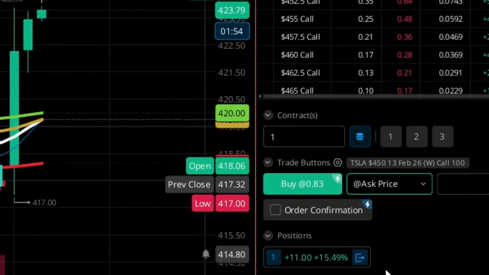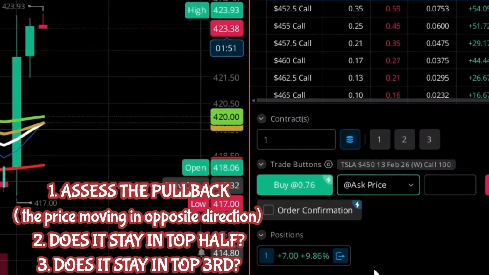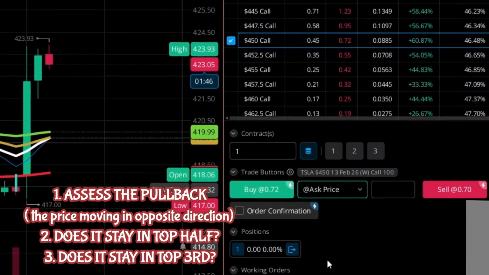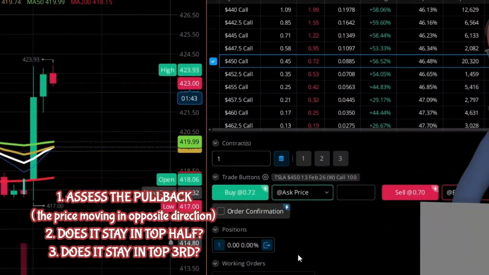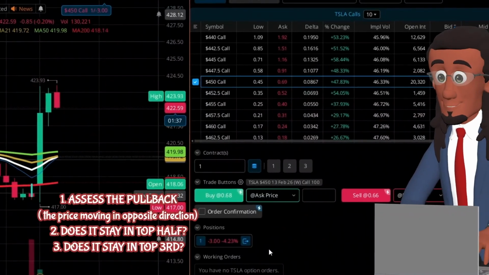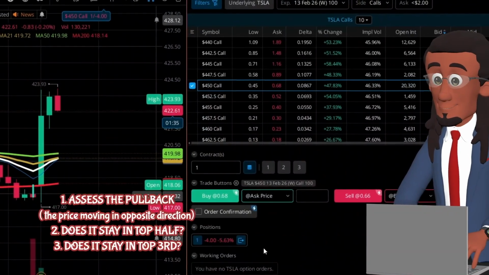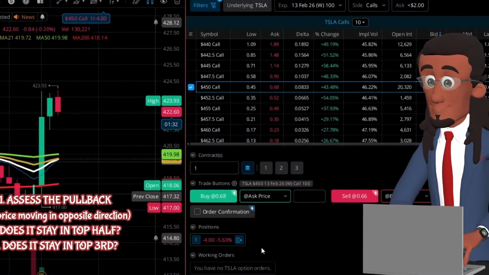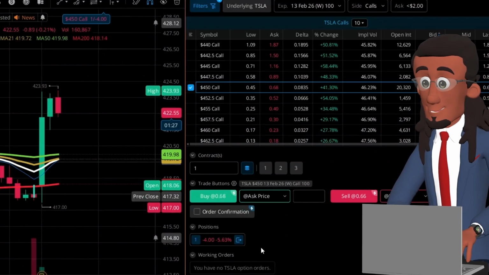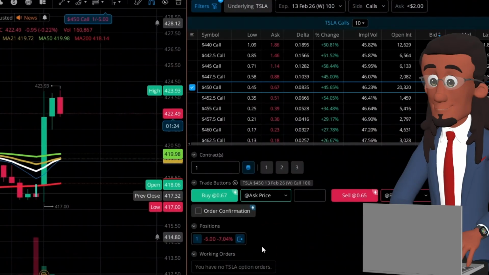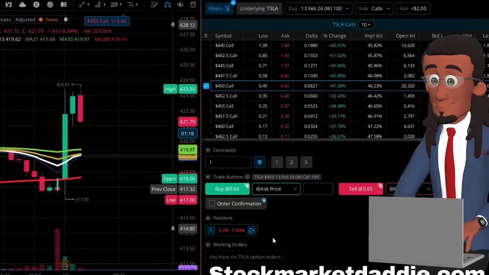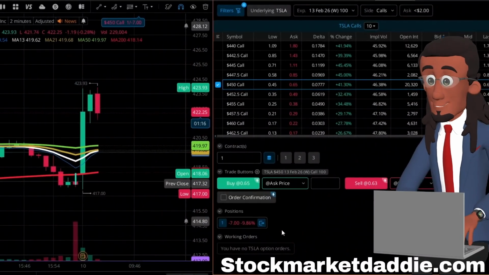So we're watching that, and we're looking down here at our positions box again. When the third candle forms, same thing, assessing a pullback. We're always assessing a pullback. Does it stay in the top half, or does it stay in the top third? If it breaks the top half, we're going to cut the play and go the other way. But for now, we're in good standings because the pullback is staying in the top half. So we're just going to monitor it. We're focusing on those two things. Does it stay in the top half, or does it stay in the top third? We're not going to panic yet because it's still in the top third.